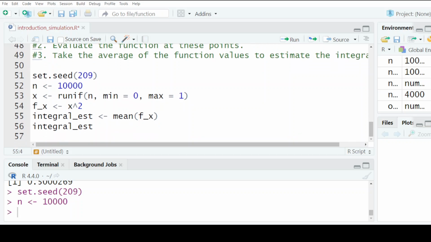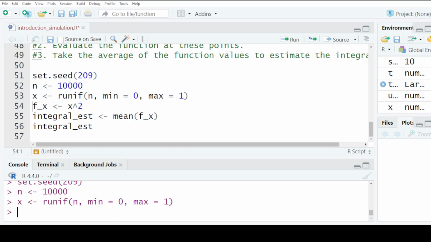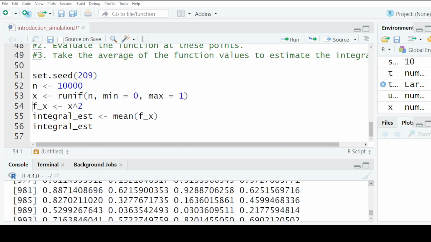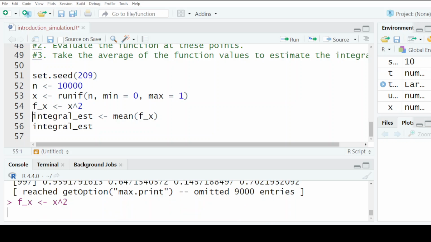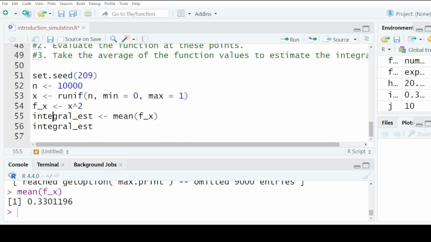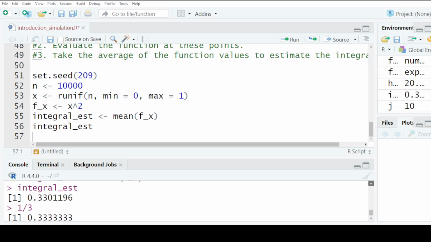Remember, I've already generated x here. If I checked what these values of x are, those are all the different values of x that have been simulated between 0 and 1. Then I define my f of x as x squared, so f underscore x holds all these values. When I find the mean of f underscore x, that's the value we get, which is approximately closer to 1 over 3. 1 over 3 is 0.333 and so forth.